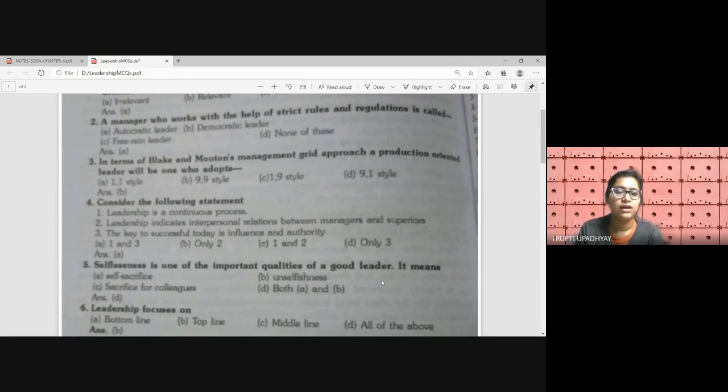Next question. Selflessness is one of the important qualities of a good leader. It means A. Self sacrifice, B. Unselfishness, C. Sacrifice for colleagues, D. A and B, that is, self sacrifice and unselfishness attitude.